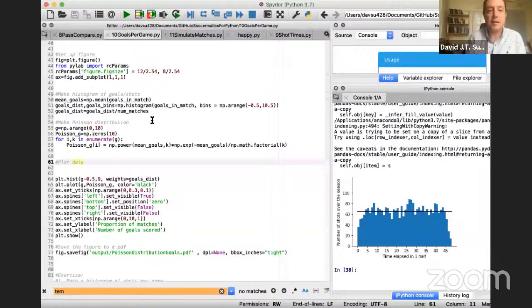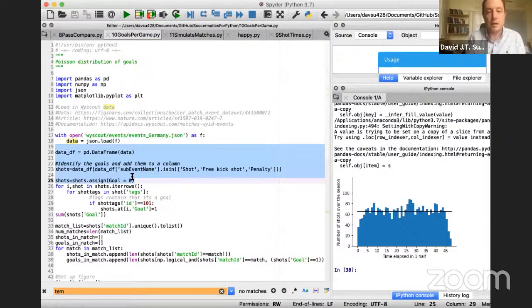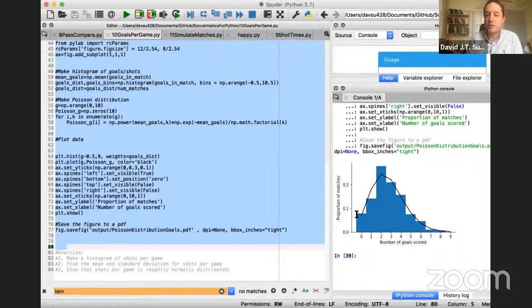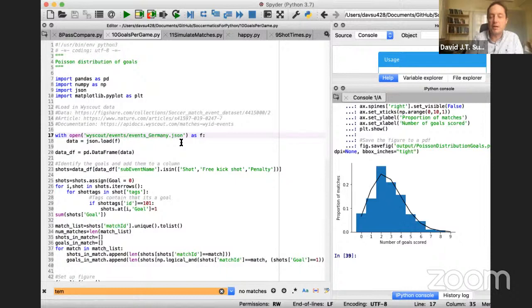it does the Poisson distribution. So if I just put in all the code for that, I should get out... This was for the German league. It looks at the number of goals as a Poisson plot. You can change leagues up here and look at La Liga and so on to see where you are with that. That uses the Wyscout data. All of these use the Wyscout data.